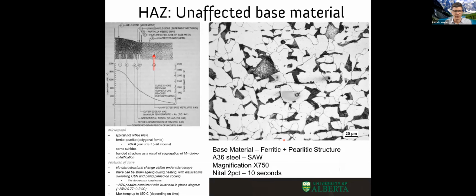Base material. Here we go. Unaffected base material. All right. What is this white here? I would like somebody to tell me what these white chunks are here. Yes, yes, that's primary ferrite. What is this? What is the black that in this case looks quite like a giveaway? What do I have here?